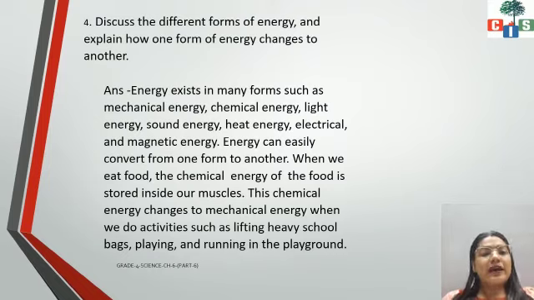And one example we have to mention, that energy changes from one form to another. In that, we simply have to write down the example that we have read in our book, that whenever we take in food, it is stored in the form of chemical energy, and when we do any work, this chemical energy will convert into mechanical energy.